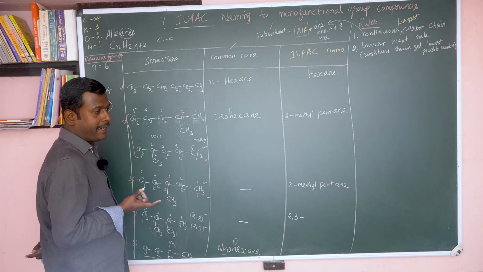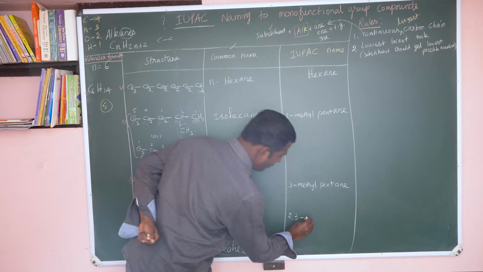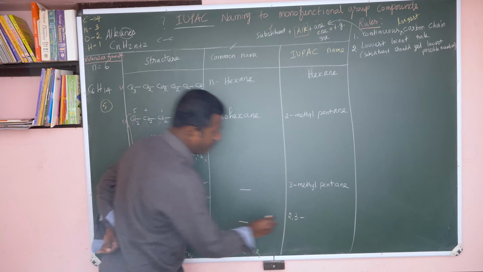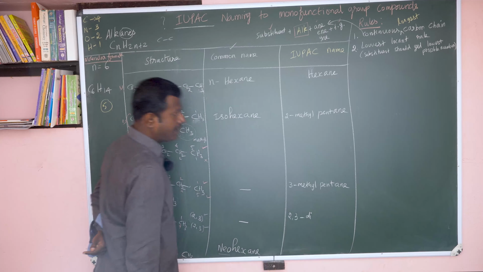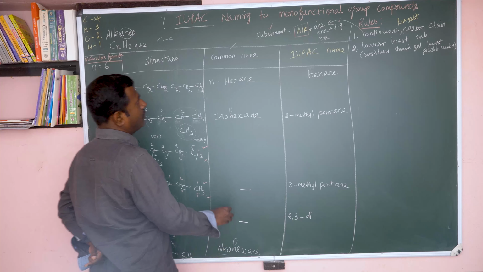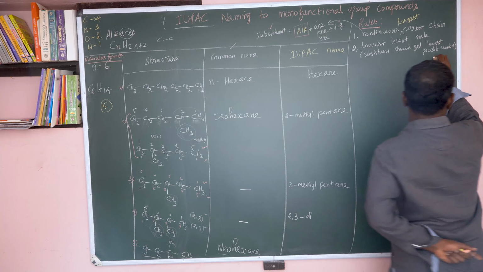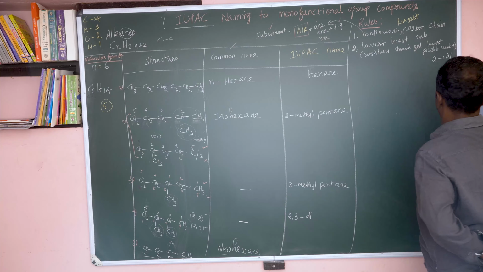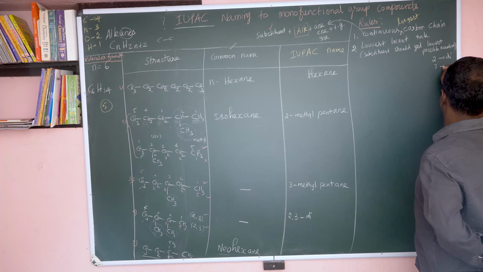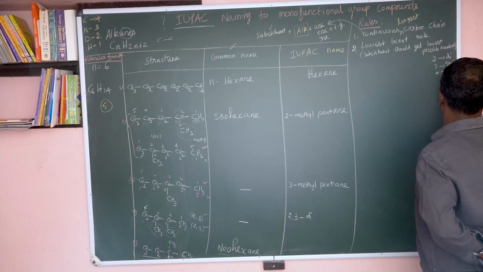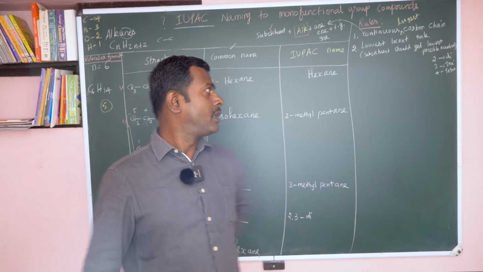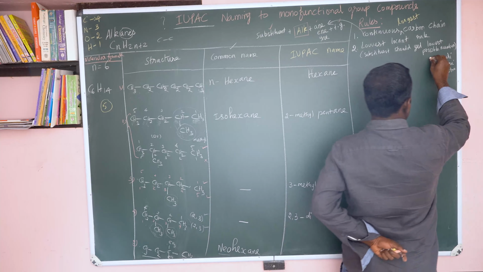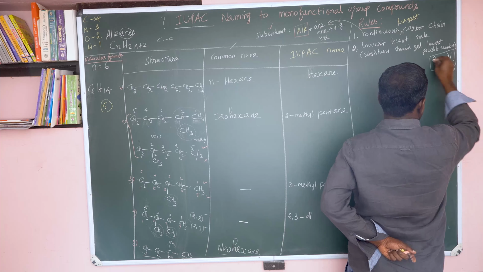If there are identical groups present 2 times, we have to put one word, that is di. If there are 2 identical groups, we give di. If 3, we give tri. If 4, tetra. Like that it goes on. Actually di and tri, these 2 will come most often.